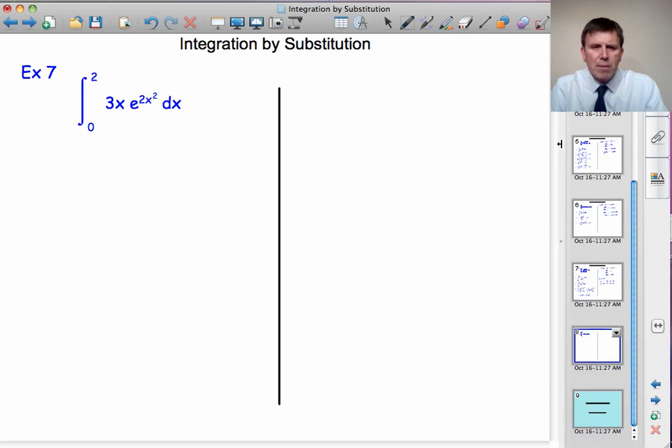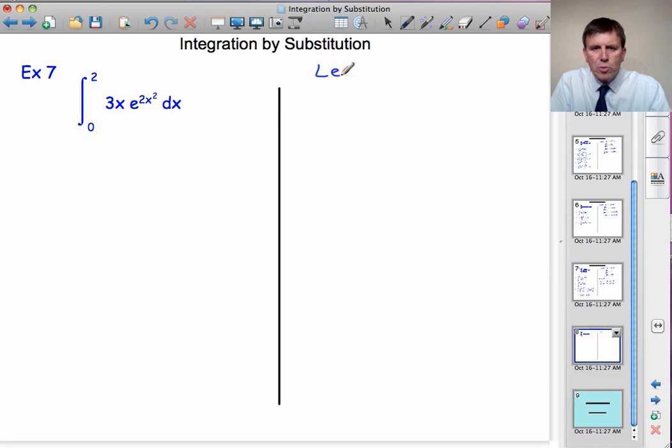And now our final example, example 7. Integrate 3x e to the 2x squared dx between the limits of 0 and 2. Now this is the first exponential function we've come across to integrate using substitution. The one thing we do know how to integrate is e to the u. The integral of e to the u is simply e to the u. So that's our starting point. Let's simplify this so we're looking at e to the u.